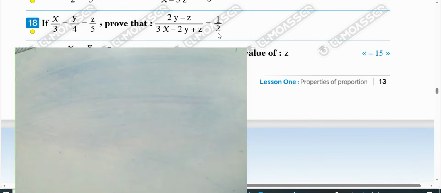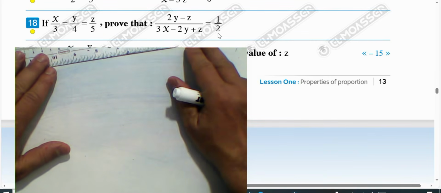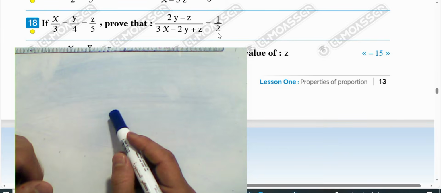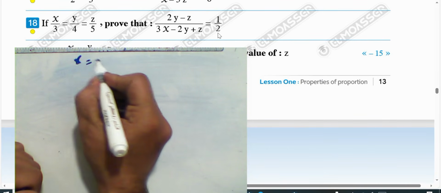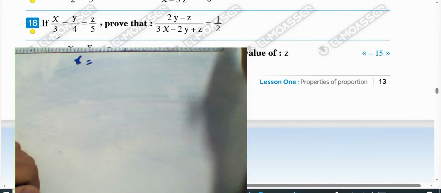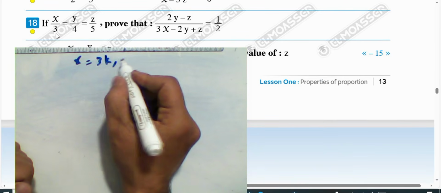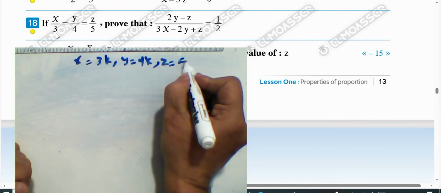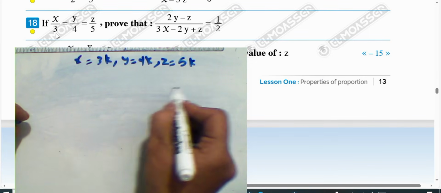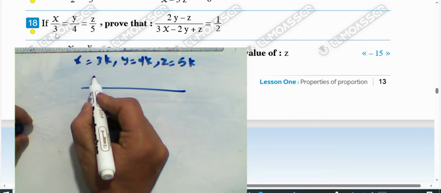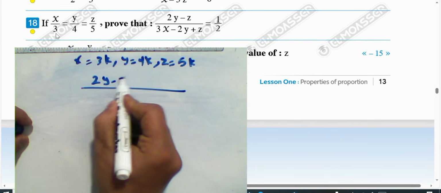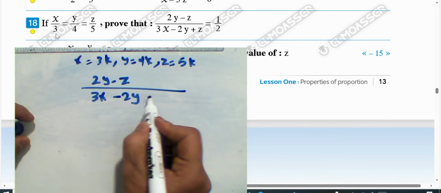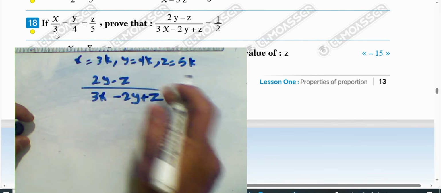Next question. If x over 3 equals y over 4 equals z over 5, prove that the result will be half. So we can put the value of x equal to 3 times the constant k, 3k, y equal to 4k, and z equal to 5 times k. K is the constant. Then you can find the value of this expression: 2y minus z over 3x minus 2y plus z.